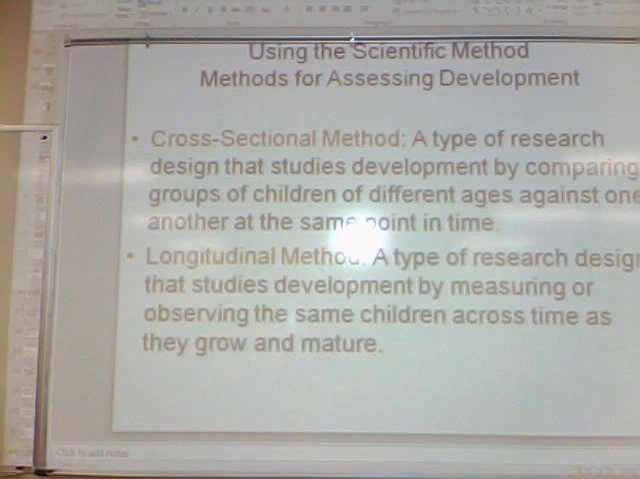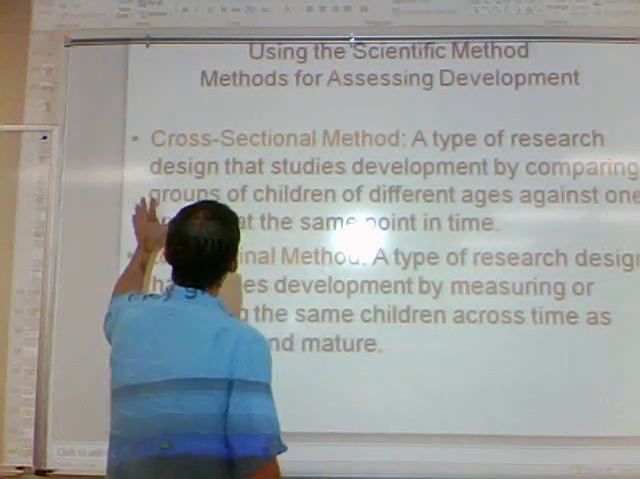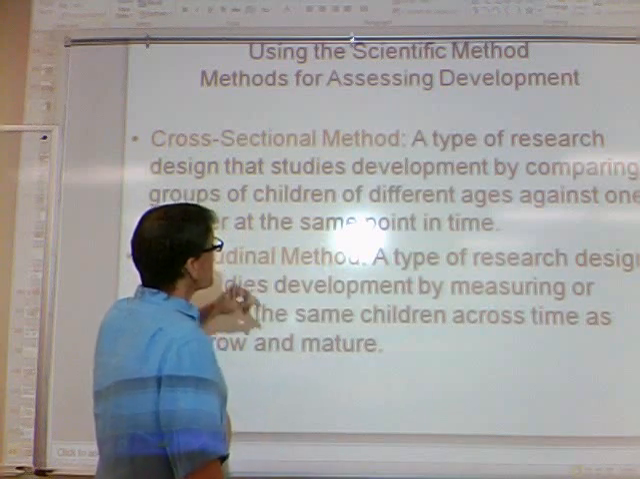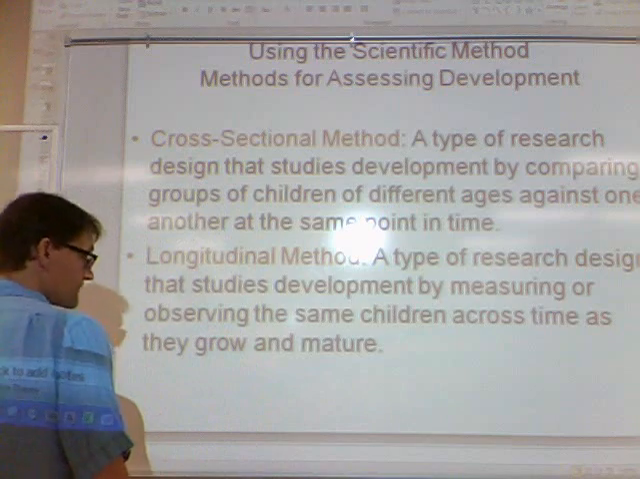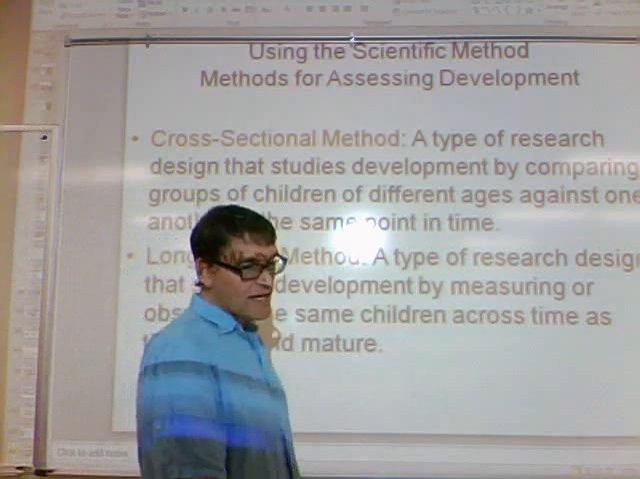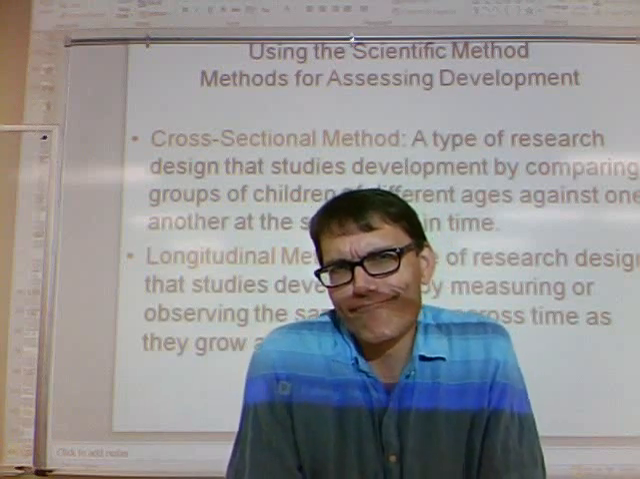You can study development by looking at children as they get older. There are 2 different ways we could do this. A cross-sectional type of research is one where, say for example, we want to compare the cognitive development of children. I'll keep it simple.